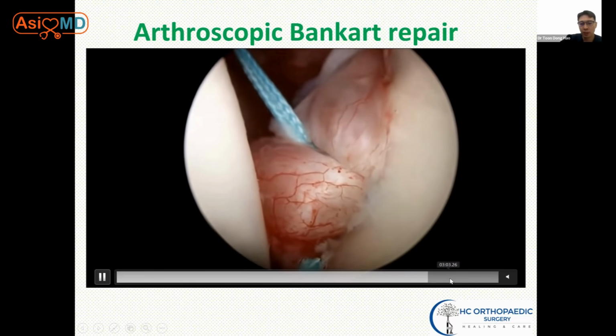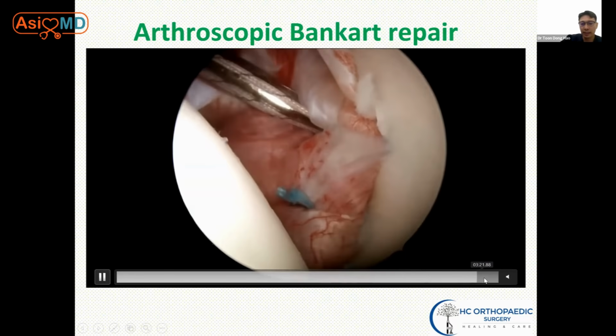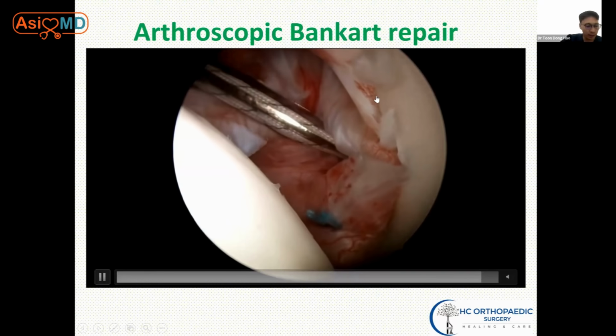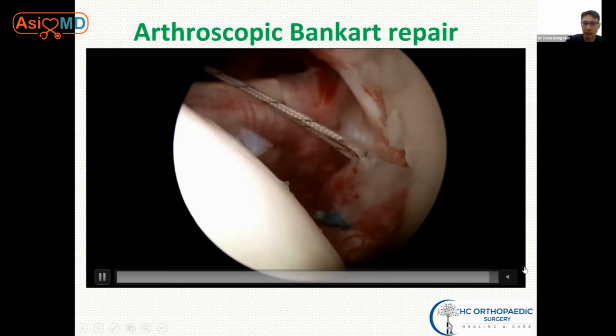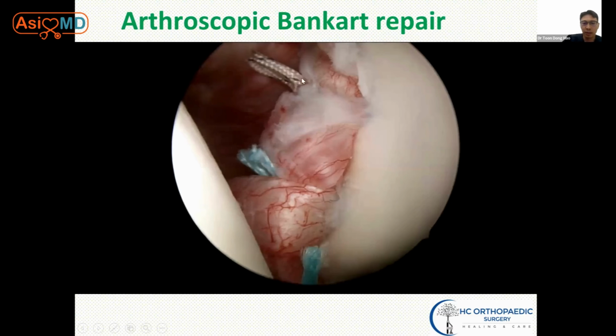You can see we usually use about 3 anchors. And at the end, this is what it should look like. You can see a big bumper at the front of the socket. So this is, again, what it looks like, a bumper that prevents the humeral head from gliding out.